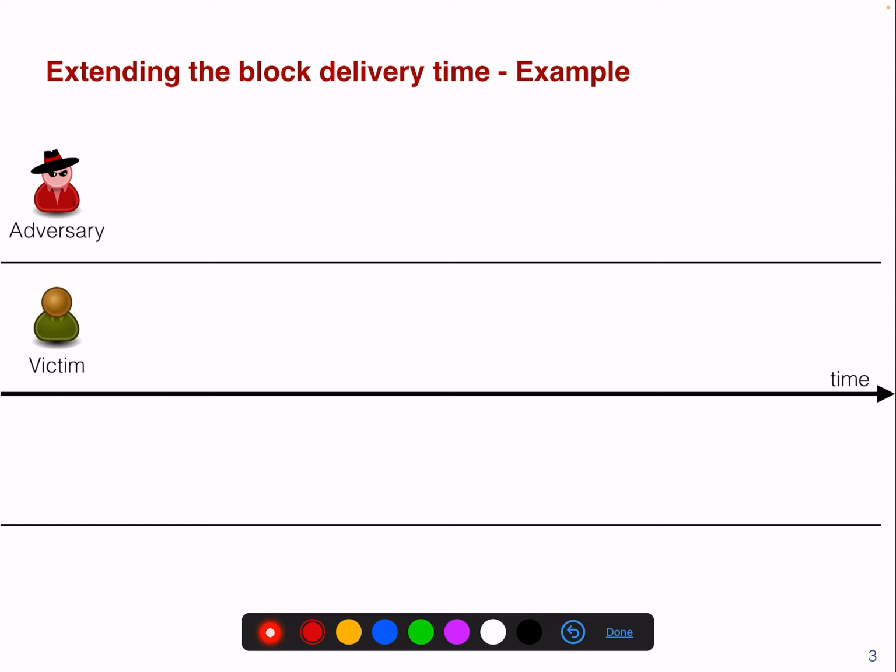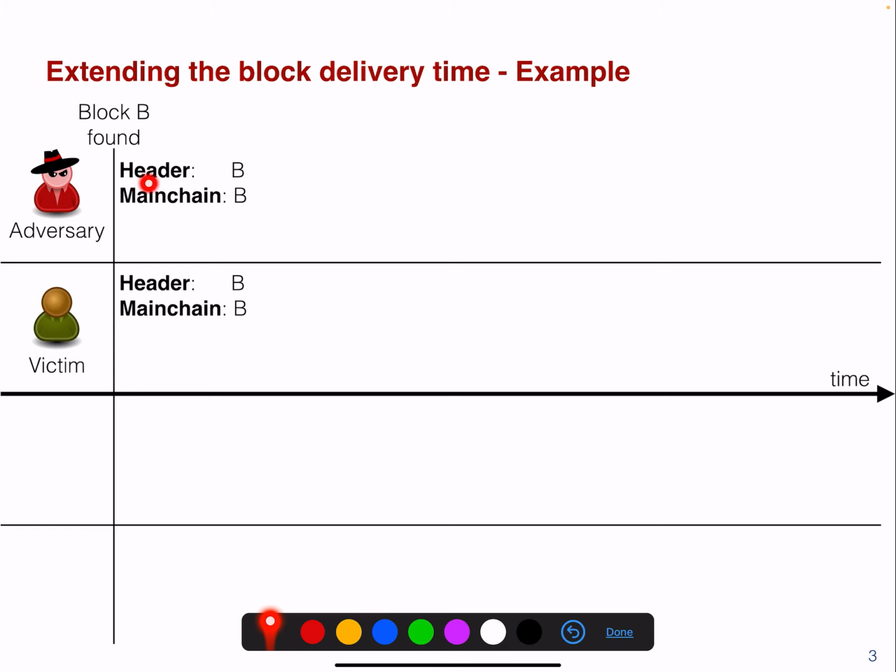So we have the adversary and the victim, and we have a time axis to show the different steps. At the first time instance T0, somebody finds a block B. This is some miner in the network who finds a block. Now the adversary is currently synced up to the header chain, because we have this header-first synchronization. He will sync up to the header, and then he will receive the block content. The victim does the same. There's currently no attack ongoing.